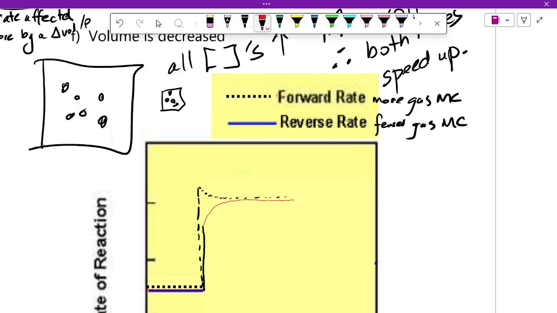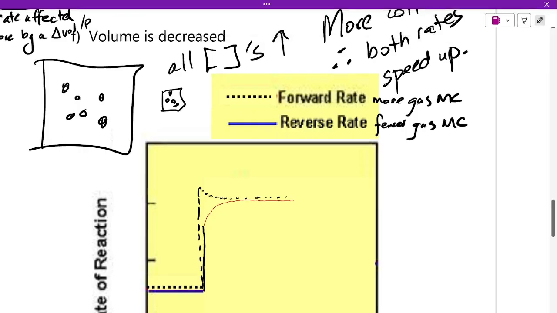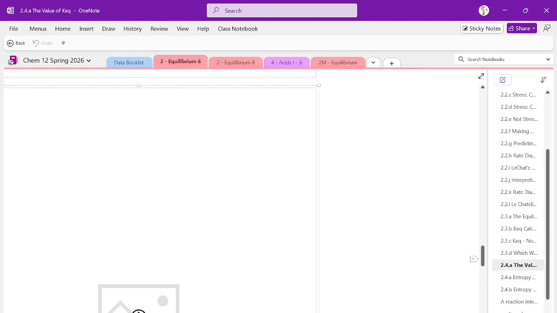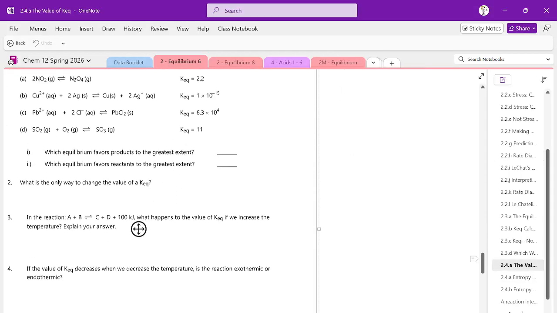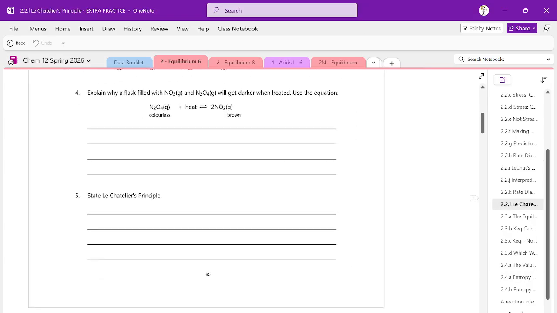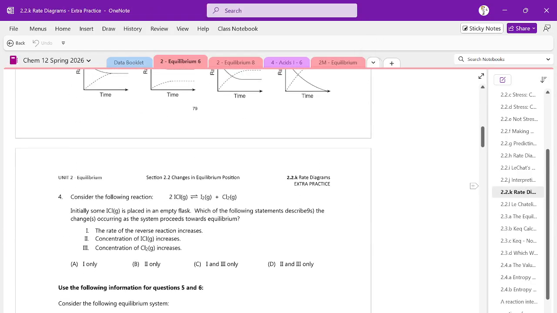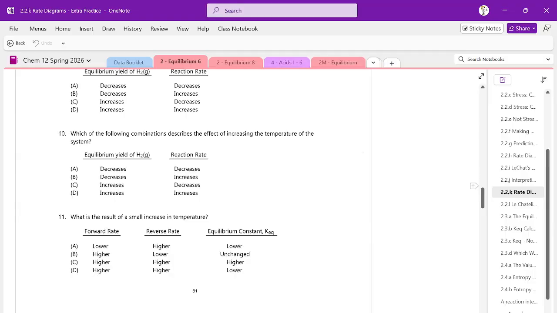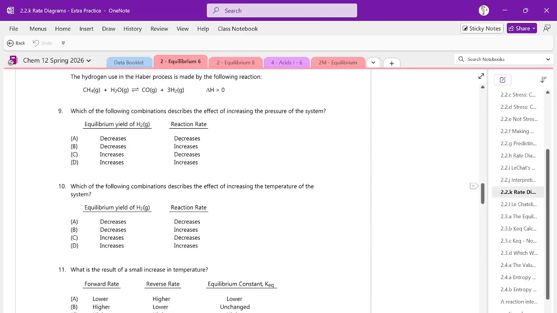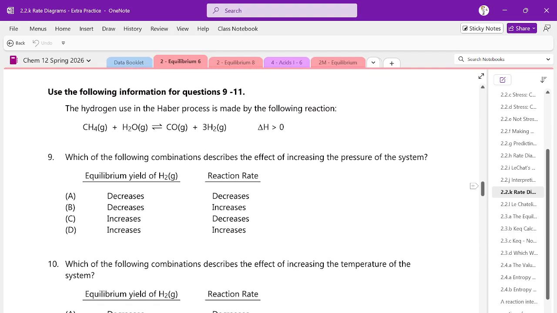Anything else before we go on to some multiple choice? Yes. Page 81. Number 11? 9 through 11, okay. So what we've got is, this is page 81.